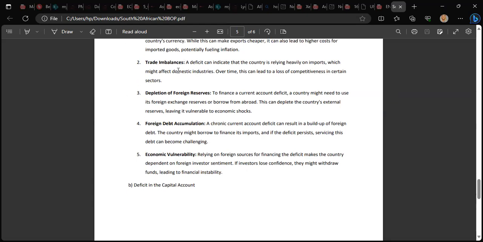Trade imbalances. A deficit can indicate that a country is relying heavily on imports, which might affect domestic industries. Over time, this can lead to loss of competitiveness in certain sectors, right?